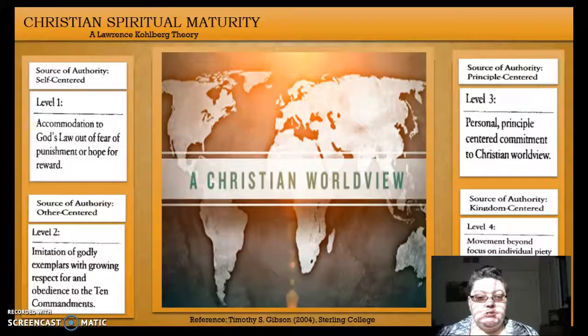When we speak of Christian spiritual maturity, we need to understand that a Christian worldview is very important. Level 1 suggests accommodation to God's law, which is the self-centered natural development of the life cycle between birth and 2 years of age. This stage establishes boundaries in spiritual development.